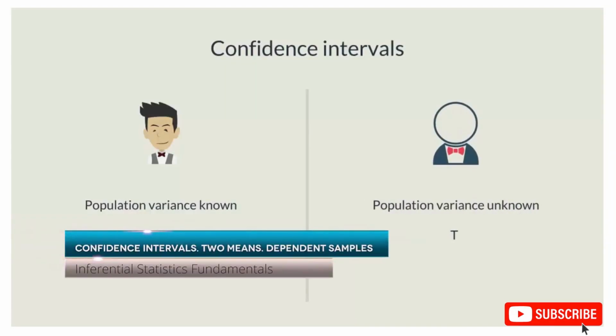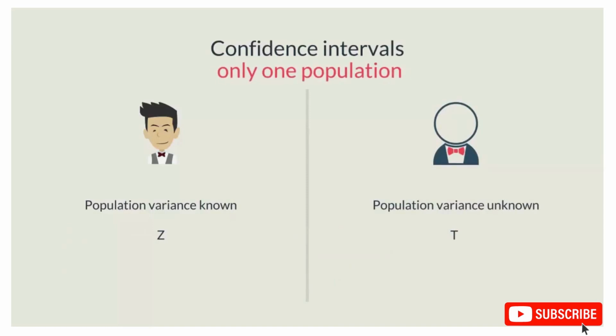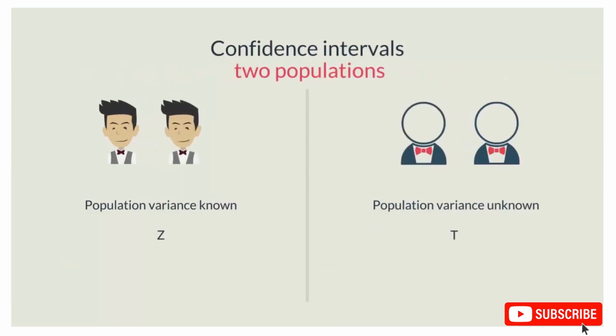Lecture 26: Calculating confidence intervals for two means with dependent samples. So far, we have talked about confidence intervals with population variances that are either known or unknown. However, we were considering only one population. In the next couple of lessons, we will explore confidence intervals looking into 2 populations. These cases are more important as they have a wide range of real-world applications.